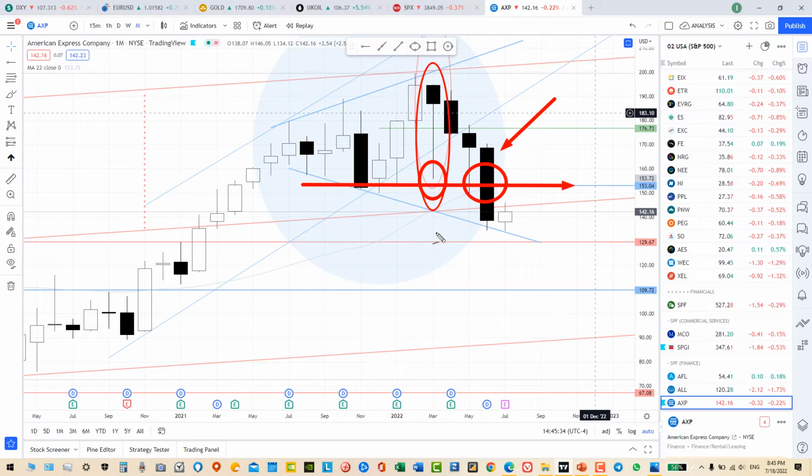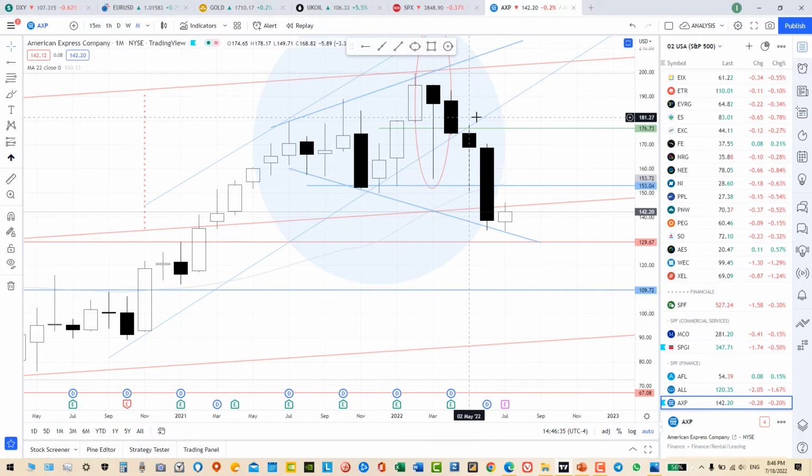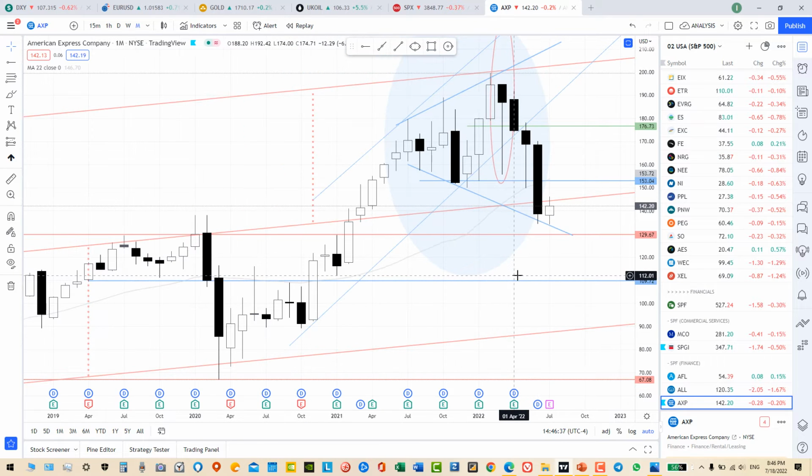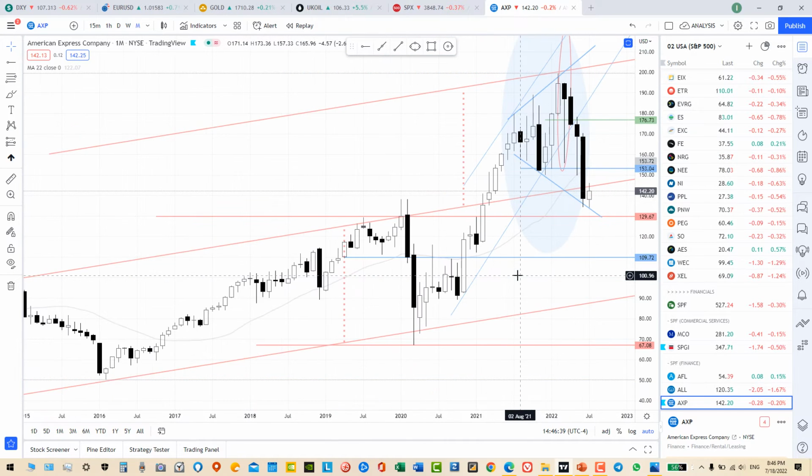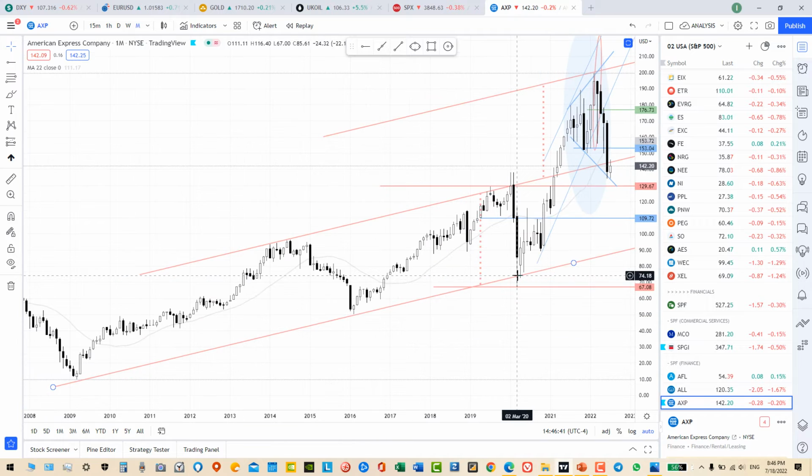I didn't yet speak about the reflection that took place from the second channel line. It's also a clue of weakness and a condition showing gradual negativity building up. The third sign of negativity is the break below the original channel line. So I think we are having a lot of signs of bearishness here.